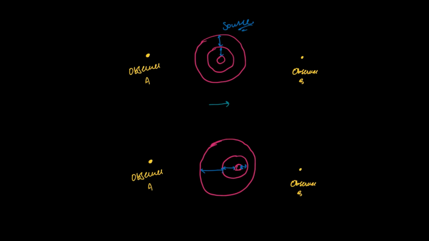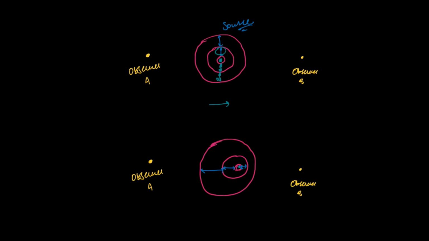of this scenario where this point, which is marked in green color, is the source in both the cases. So this is the sound emitting source or any wave emitting source, and here are two observers, observer A and observer B. Okay, so you would agree that the wavelength is the same between two successive waves, the wavelength remains the same in both the cases. So either it's this or it's this or it's this. So wavelength remains the same.